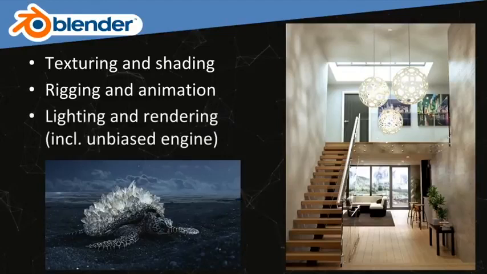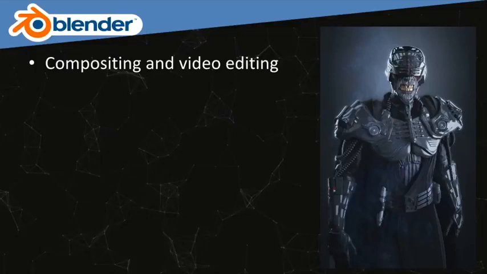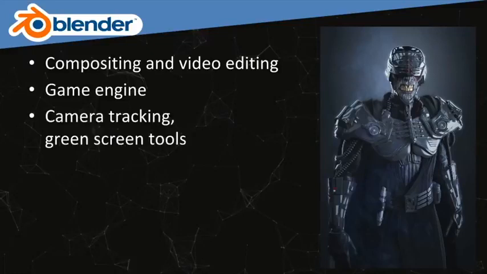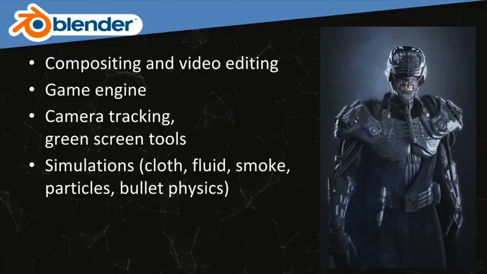It actually has two rendering engines. One is called the Scanline engine. It's a simple one for stylized graphics, and the other is a photorealistic path tracer called Cycles, newer one. There are also compositing and video editing tools, a full-featured game engine with logics and scriptability, camera tracking and green screen VFX tools, simulations like cloth, fluids, smoke, particles, and bolt physics. And the difference between Blender and most other animation packages in 3D is that it's free and open source.